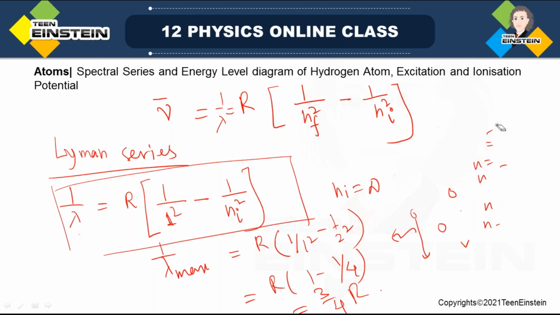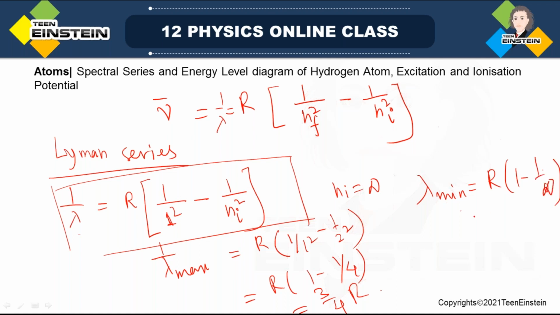So the minimum wavelength and maximum wavelength, sometimes they will ask you to find out in terms of the Rydberg constant what is the maximum wavelength in the Lyman series, and what is the minimum wavelength in the Lyman series. Minimum wavelength will be R times (1 minus 0), so 1 minus infinity, this will be 0, so it will be in fact R.